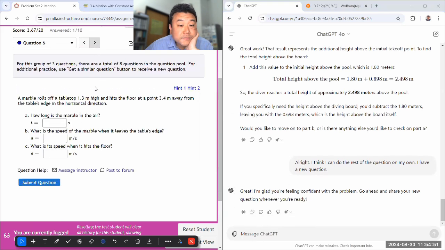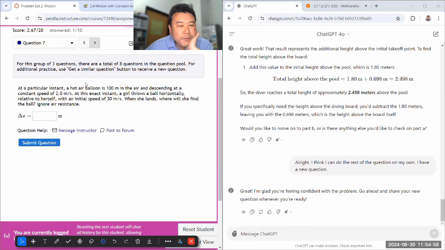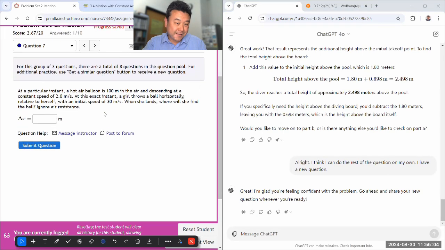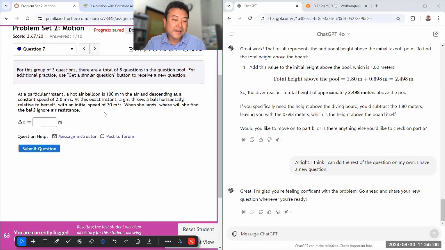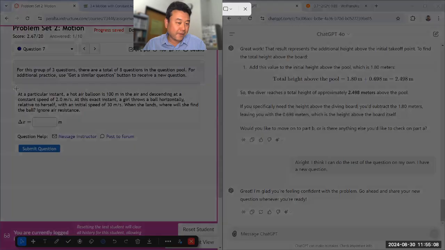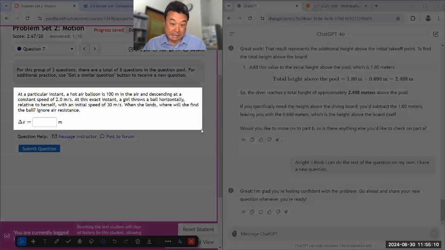Let's see. This can be fun. There's a basketball one. This actually can be quite complicated. So let me ask you this one. The first time I did this question, I actually made a mistake in handling the inherited velocity. So let me ask you this.